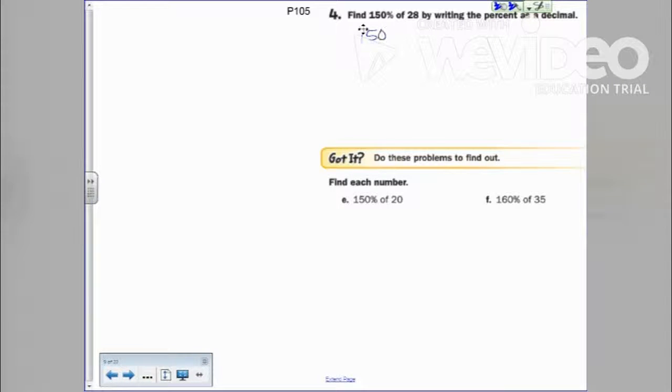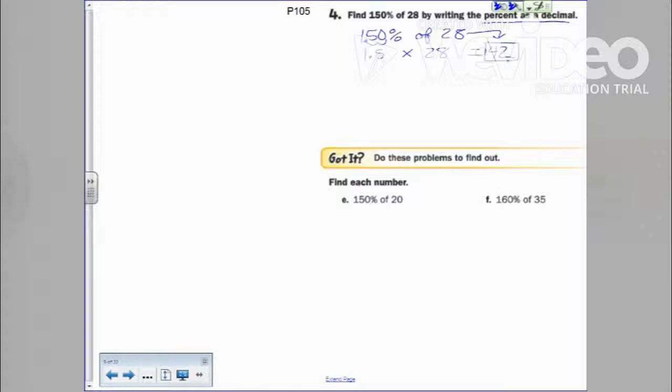Find 150% of 28. It says write the percent as a decimal. We will do 1.5 because we would move our decimal point again back 2 places to the left, and we would take that times 28. When we pull out our handy dandy calculator and we multiply 1.5 times 28, you end up with 42 as your answer. Notice again, the percent's greater than 100, the number goes up.